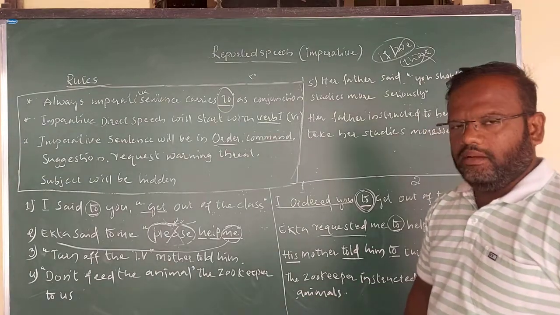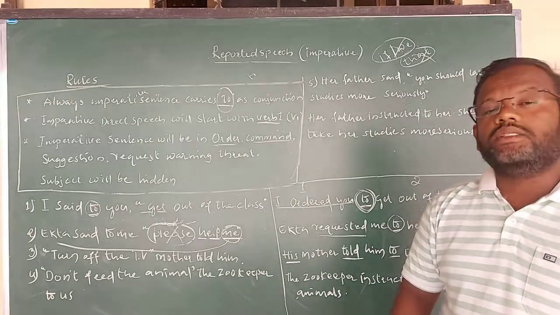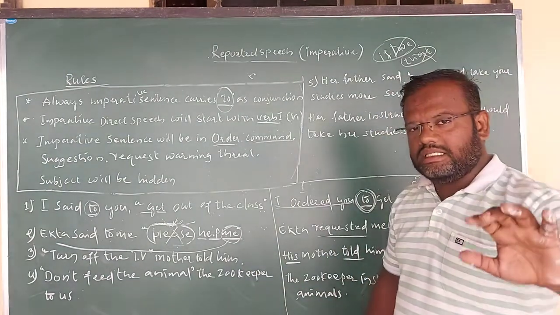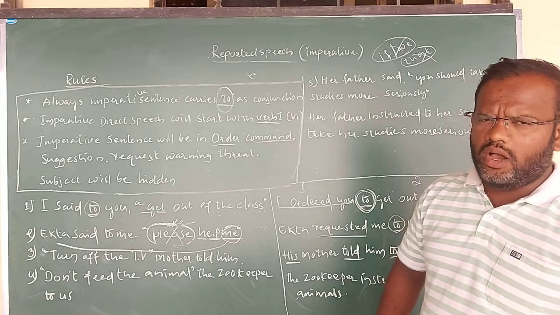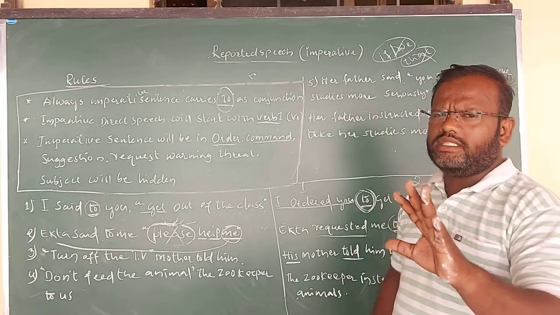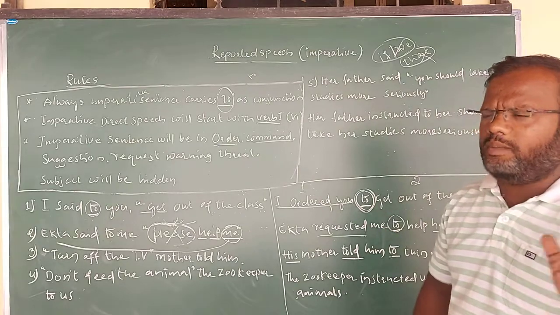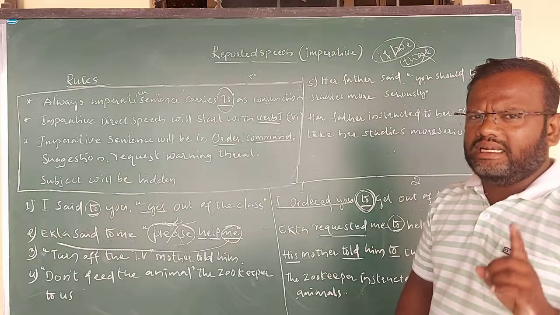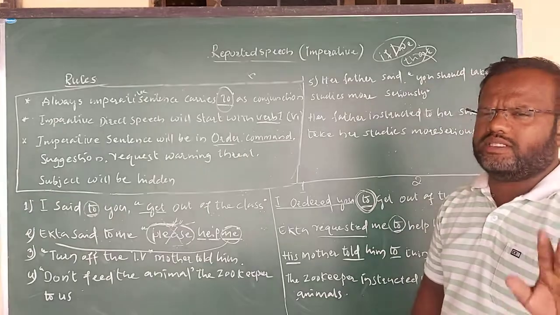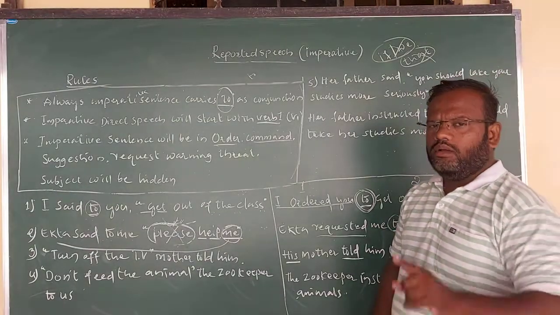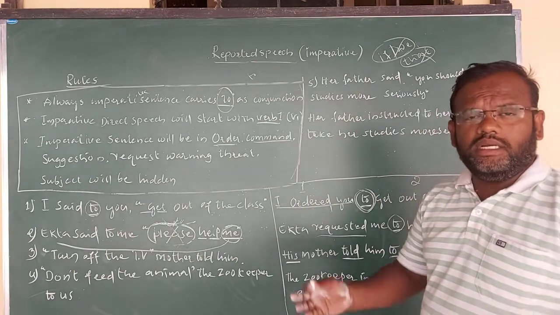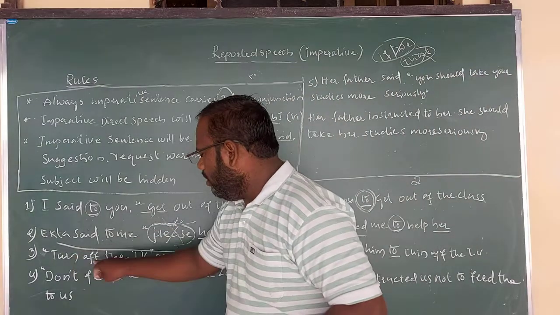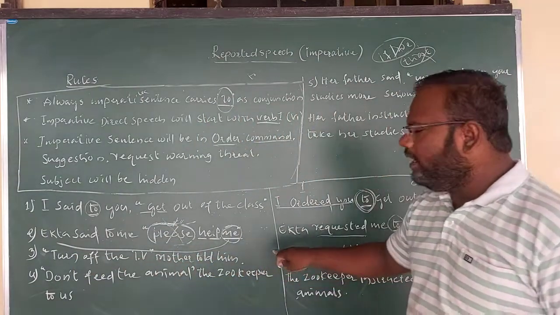We'll go for the next sentence. "Turn off the TV," mother told him. Do you think the sentence is in order, or in request, or in suggestion, or in warning, threatening, or what? If you are reading the sentence very clearly, then we can understand this is not at all a request. The mother is saying "turn off the TV." It is definitely an order. So here you can understand the things.